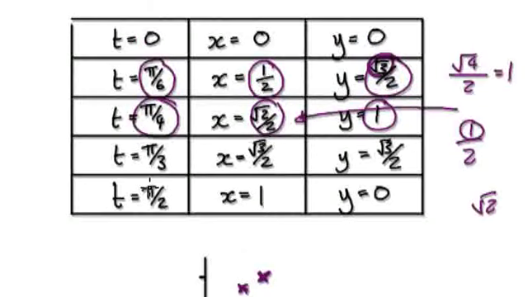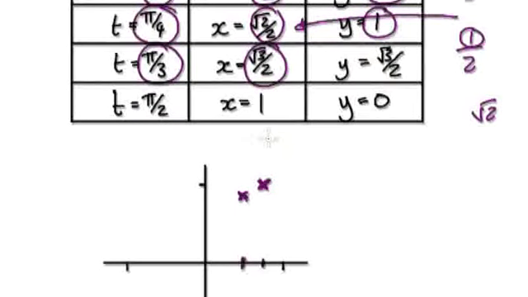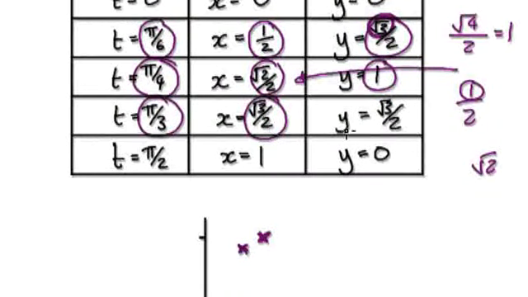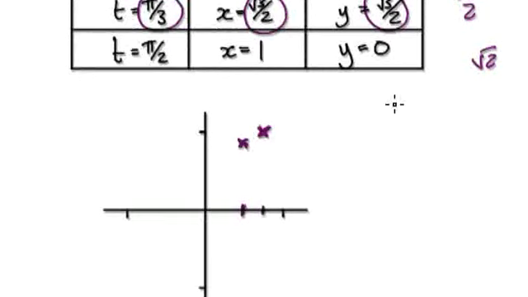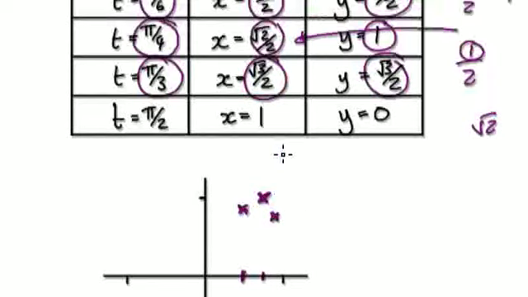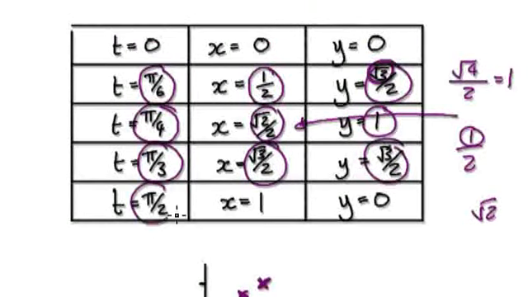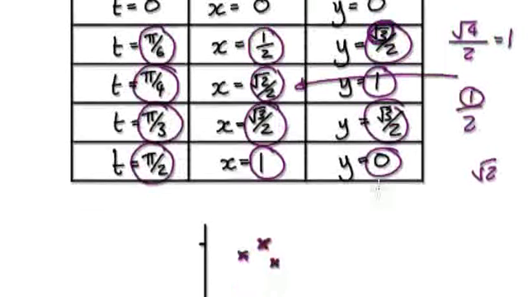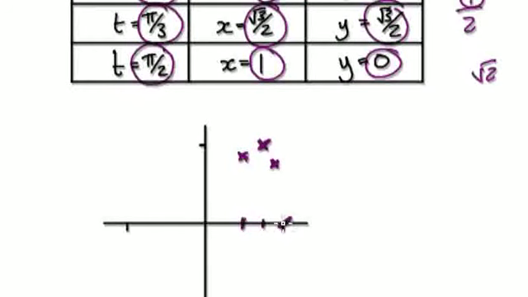And then the next step in time would be this. X would be root 3/2, so that would be slightly more than a half. Y would be slightly more than a half. Have a guess. Probably around here somewhere. And then the last one, pi over 2, would be when x is 1, y is 0. So it's going to do something like this.